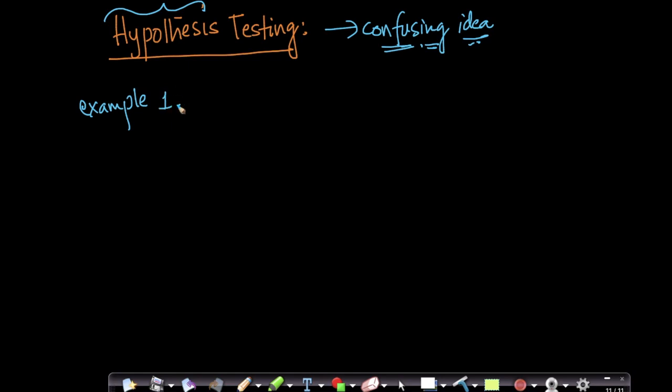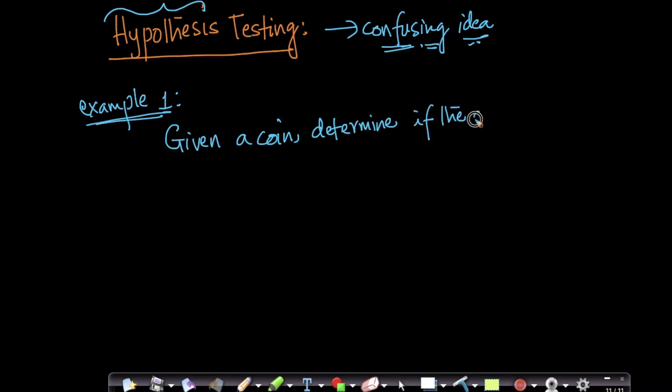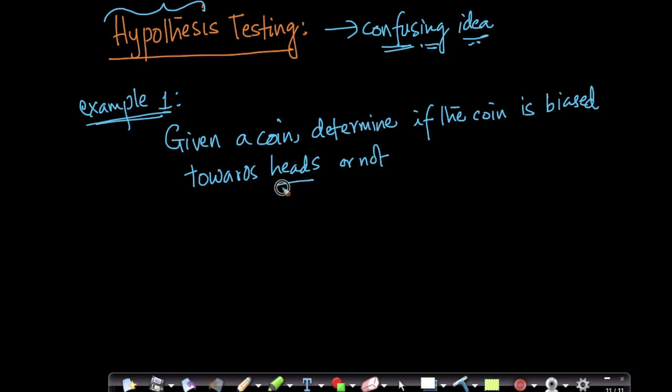We'll try to understand it from multiple examples because that way the concept becomes clearer instead of going through the theoretical route, right? So let's assume we are given a coin. We want to determine if the coin is biased towards heads or not. We are not talking about tails. We are only talking about the coin being biased towards heads or not, right?